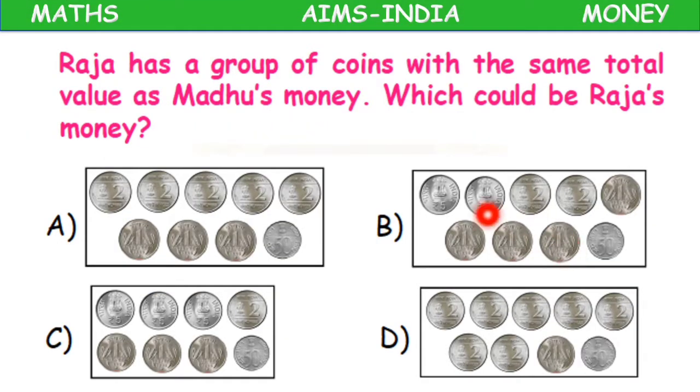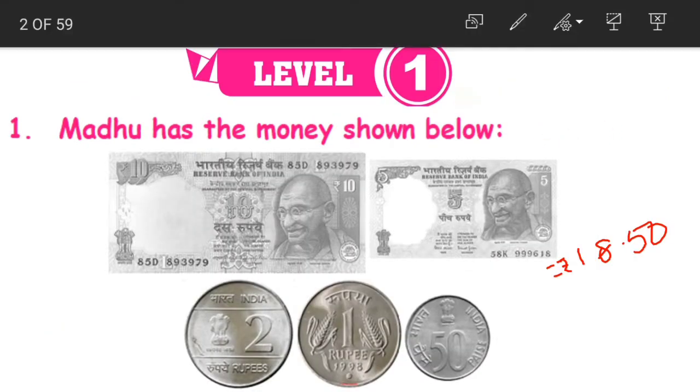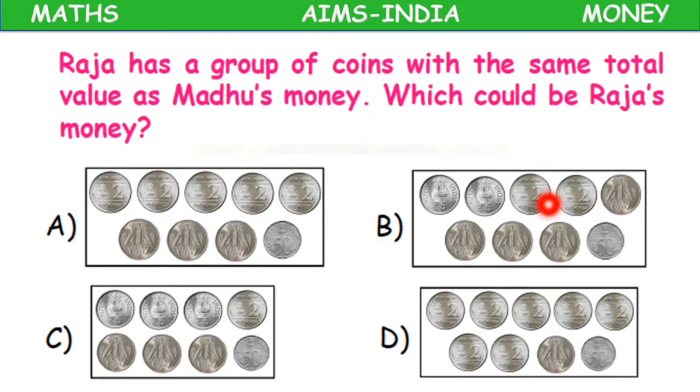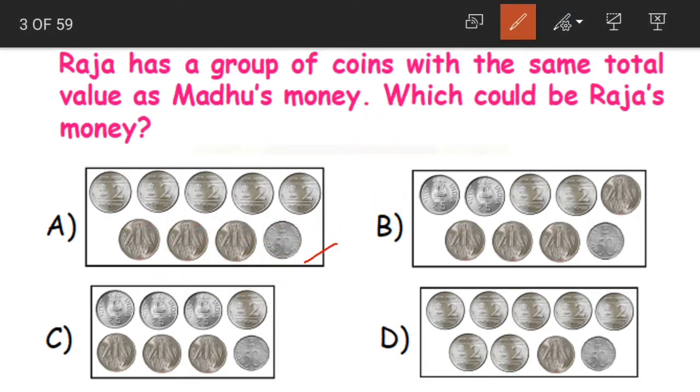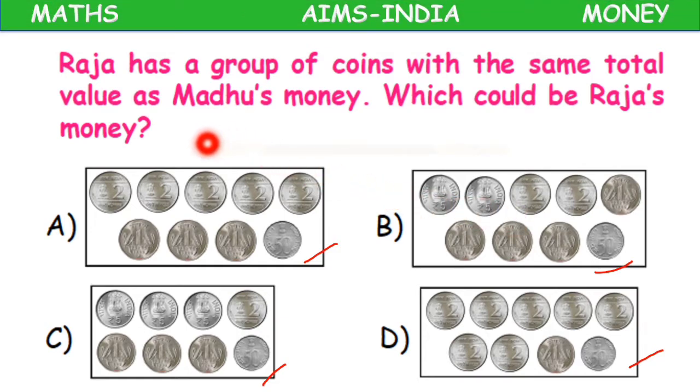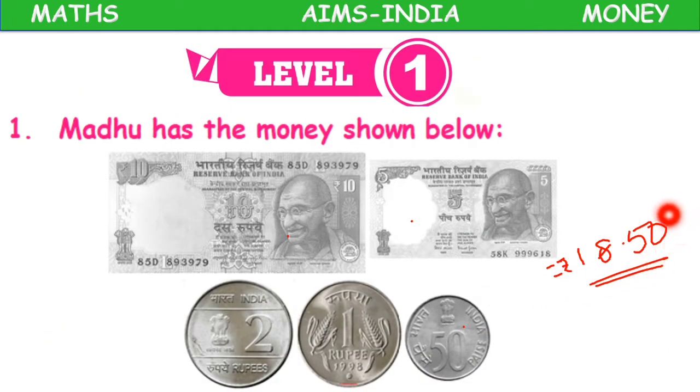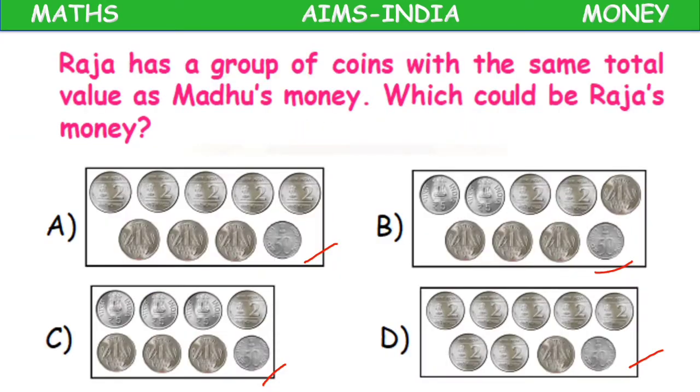Now moving on to the next part of the question. Raja has a group of coins with the same total value as Madhu's money. Which could be Raja's money? What are they saying here? Madhu is having 18 rupees 50 paise. In that he is having both notes and coins. But our Raju here has a group of coins, only coins. As you can see in the options, we are having only coins here. And what is the total value? The total value is the same as Madhu's money. That means Raju also has 18 rupees 50 paise with him.